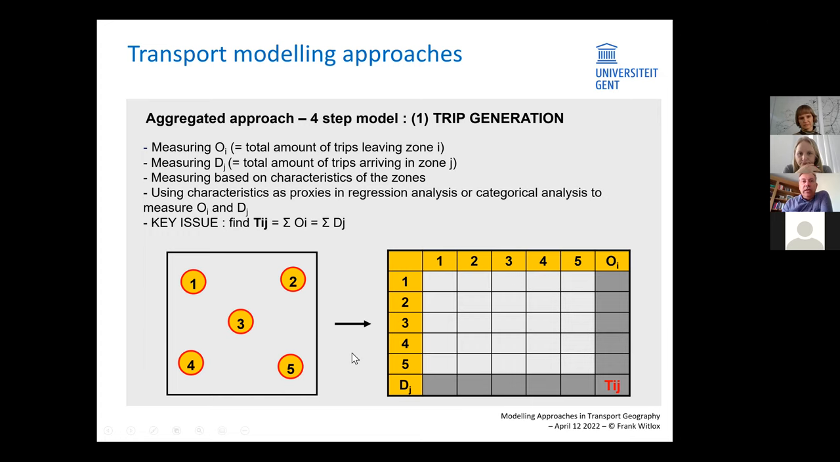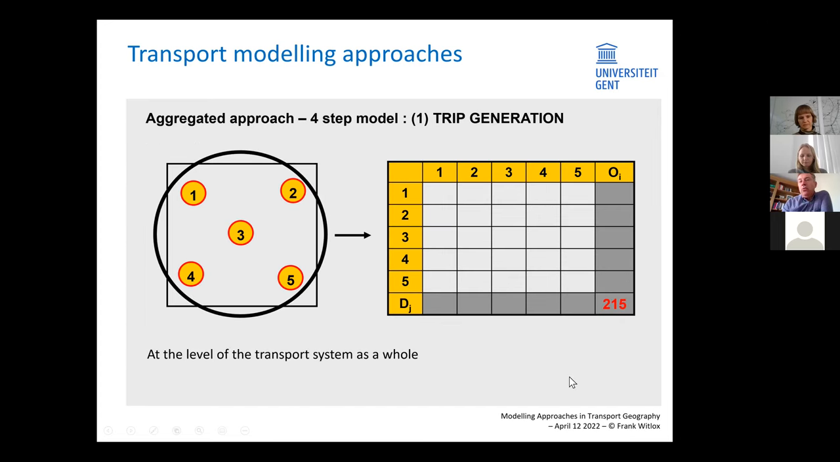So that's the key element here, to know and to find the total trips being made in the system. Now, in a sense, what it means is, if I have five different zones, instead of the 6,600 in Flanders, just for illustration, then I need to fill in this matrix. And the key element is that I need to know how many of the total trips are being made in this particular system. I can do this by looking at the system as a whole. For instance, we know by means of census data or some kind of sample that an aggregate amount of trips could be, in this particular case, 215, or 215,000, it doesn't matter what the number is. So we have 215 trips being made in this particular system.